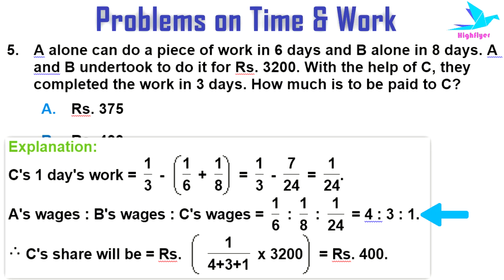Now A, B and C will get their wages as per their efficiency. So the ratio of A's, B's and C's wages will be 1/6 is to 1/8 is to 1/24. That is equal to 4 is to 3 is to 1. Hence C's share will be rupees C's efficiency by total efficiency into 3200. That means 1 by (4 plus 3 plus 1) into 3200. That is equal to rupees 400.